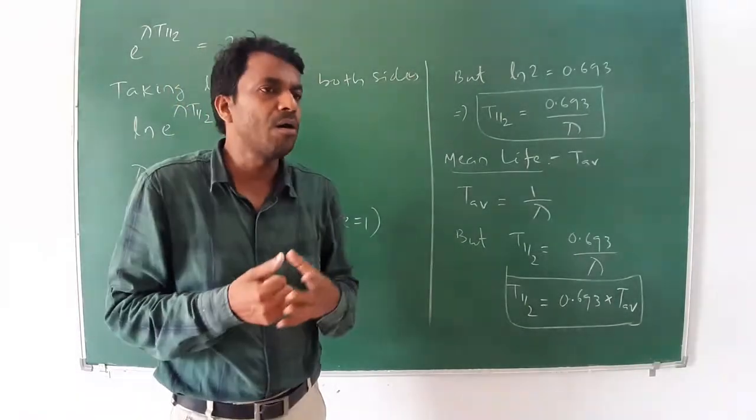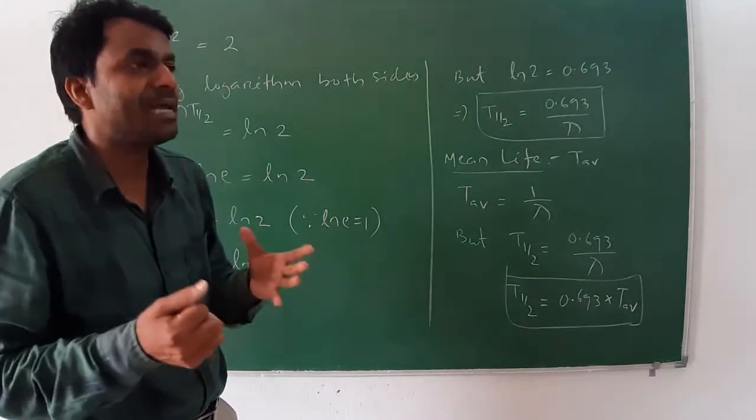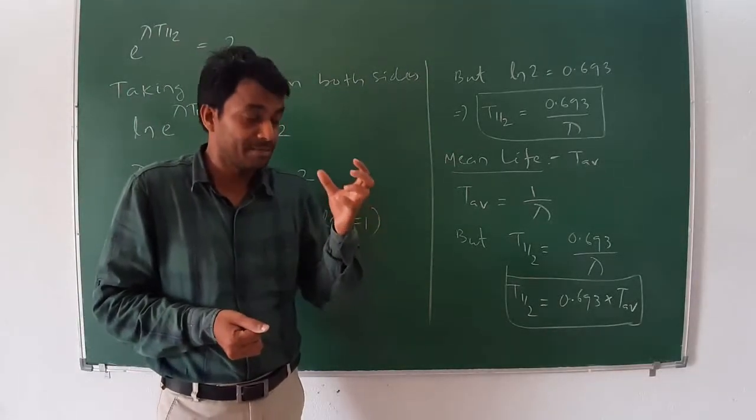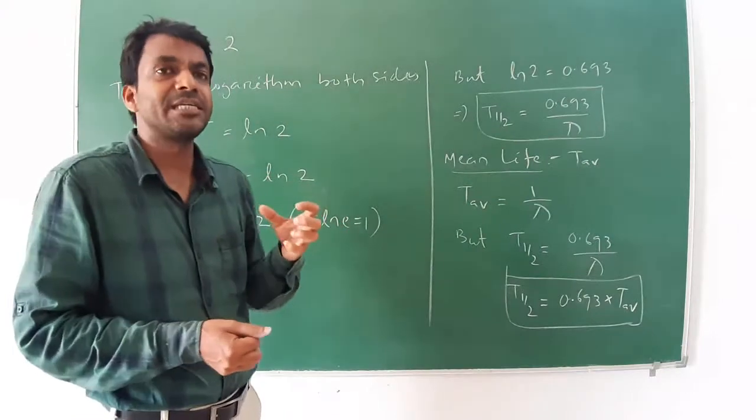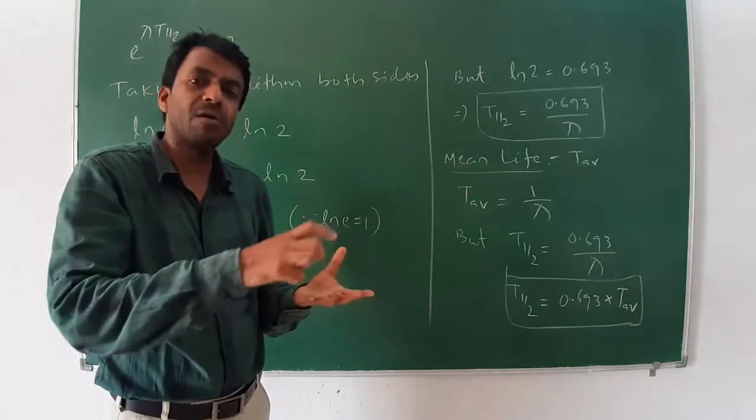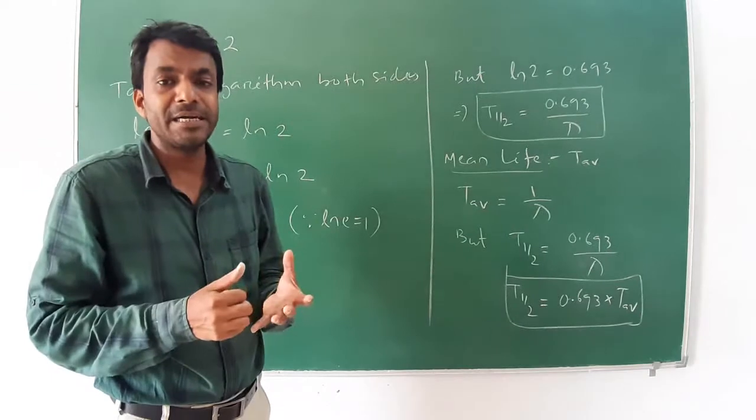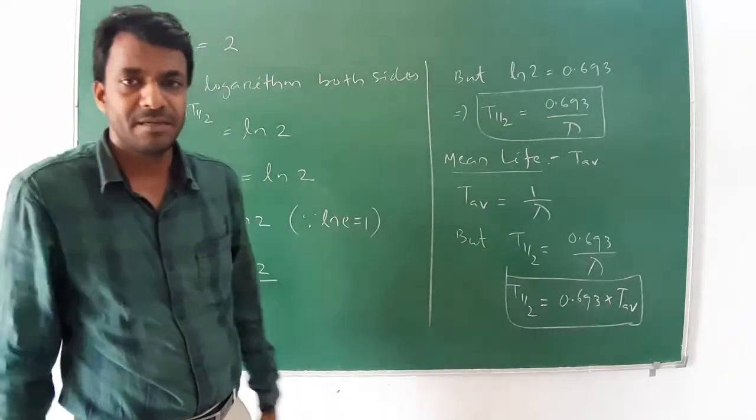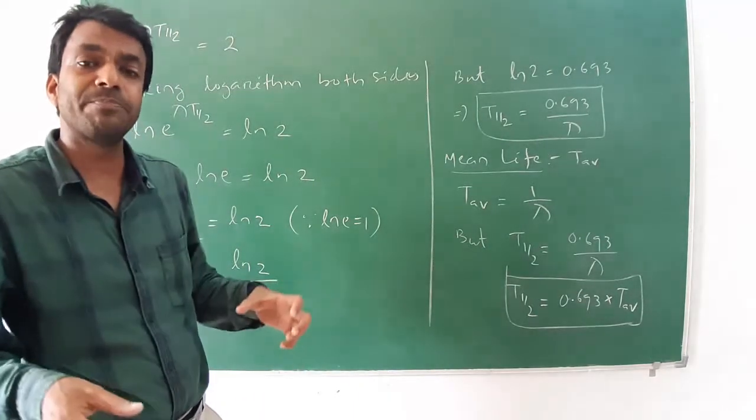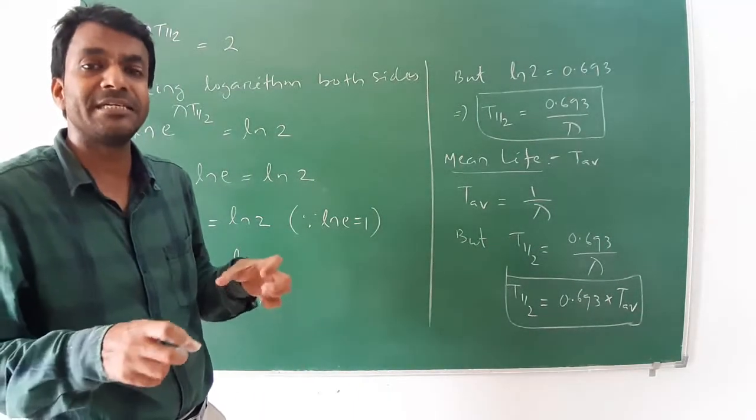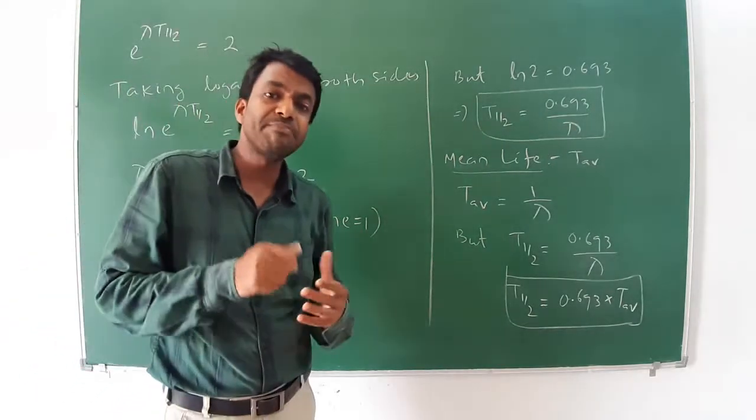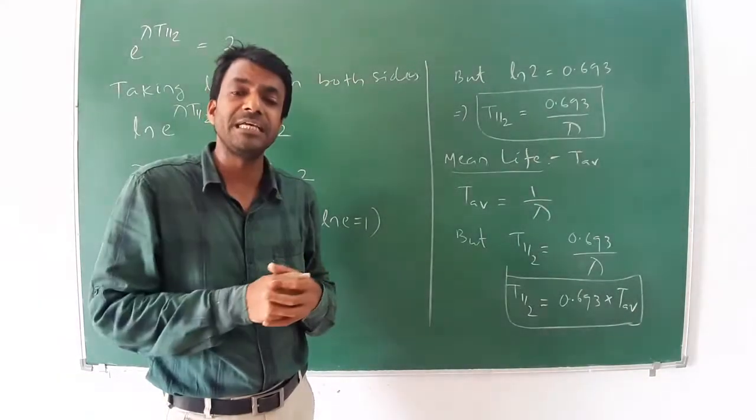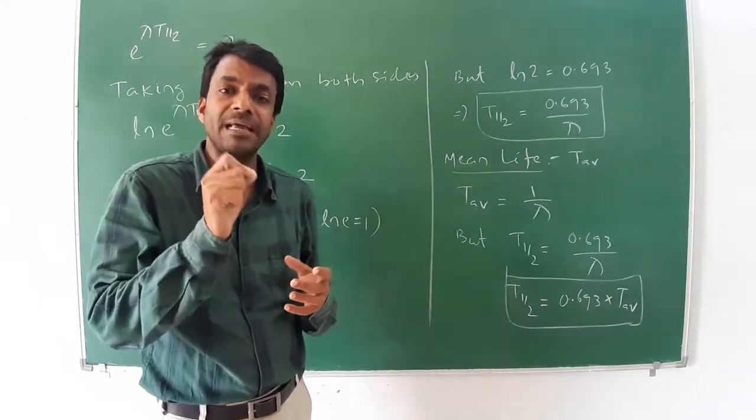Then mean life or average life. What is mean life or average life? Generally its definition is the total lifespan of the radioactive nuclei divided by the total number of radioactive nuclei initially present. If the total number of radioactive nuclei initially present is N naught, and the total time is small t, then the average life or mean life is t by N naught.